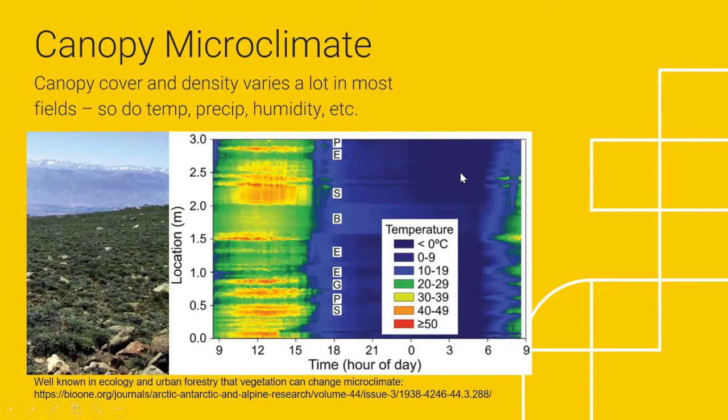Now, if you jump to the nighttime, the opposite is true. Areas that were hotter during the day are also colder at night. And so you're getting these extremes. And areas that were cooler during the day are warmer at night. And so that's the influence of vegetation on the microclimate conditions.